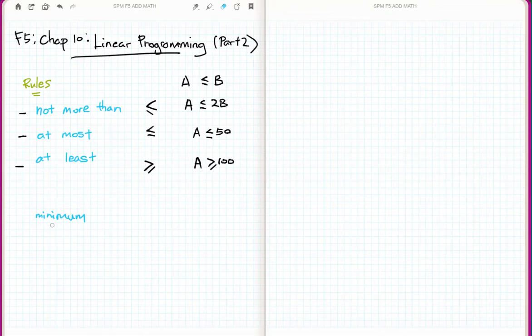And then how about minimum? A minimum number is actually "at least". The minimum number of A has to be 100, so it will be more than or equal to. So these are the keywords that you will find.